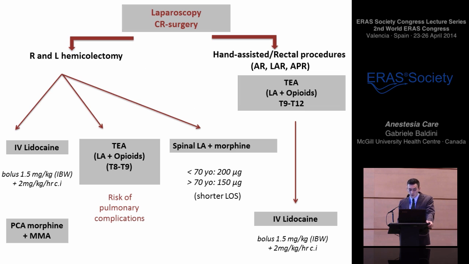For laparoscopic procedures, again, you need to identify what the type of surgery is. Analgesia should be procedure specific. We can't think that one type of analgesia works for all types of surgery. For right and left hemicolectomy, we avoid putting in a thoracic epidural. We use intravenous lidocaine or spinal. We sometimes put in a thoracic epidural, especially for high-risk patients for pulmonary complications.